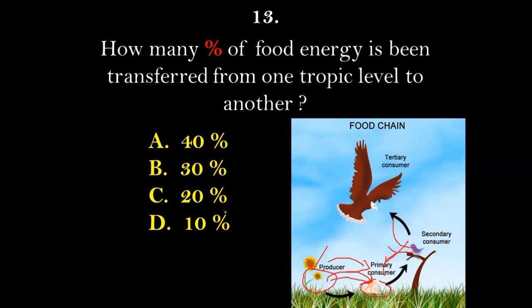The right answer for this will be option number D, that is only 10% of food energy is being transferred from one trophic level to another.